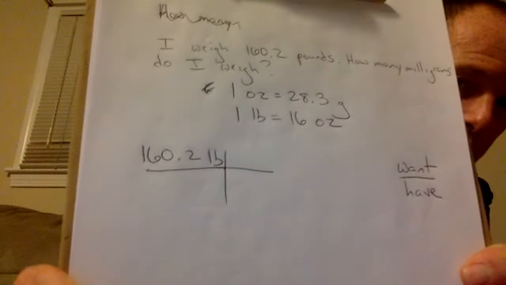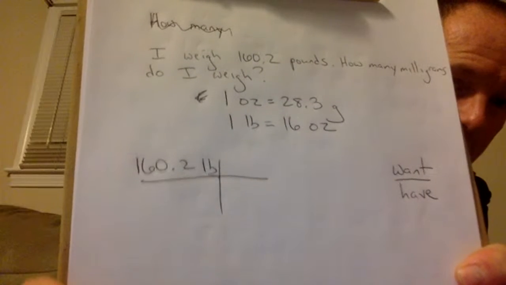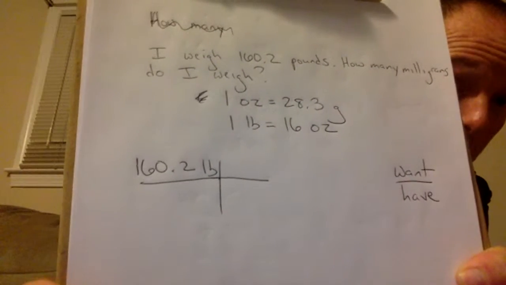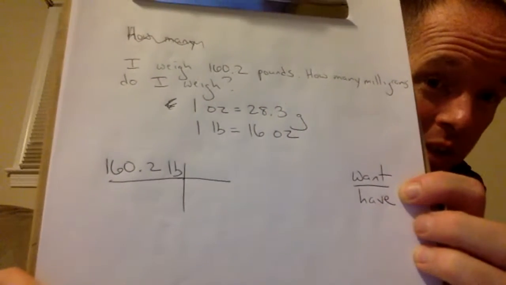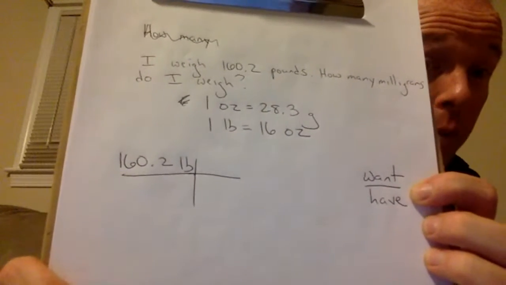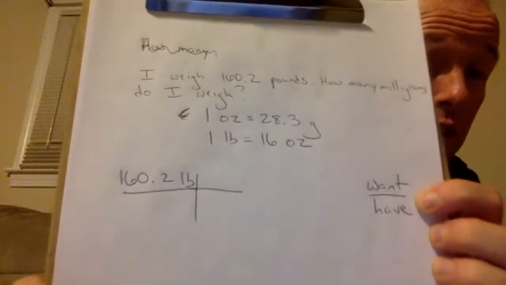So there is our start. You see that I've put 160.2 pounds on the upper left-hand side, and I've set up a grid for our next step. Now over here, I've gone ahead and written kind of the general rule of thumb for any conversion factor you're going to use.